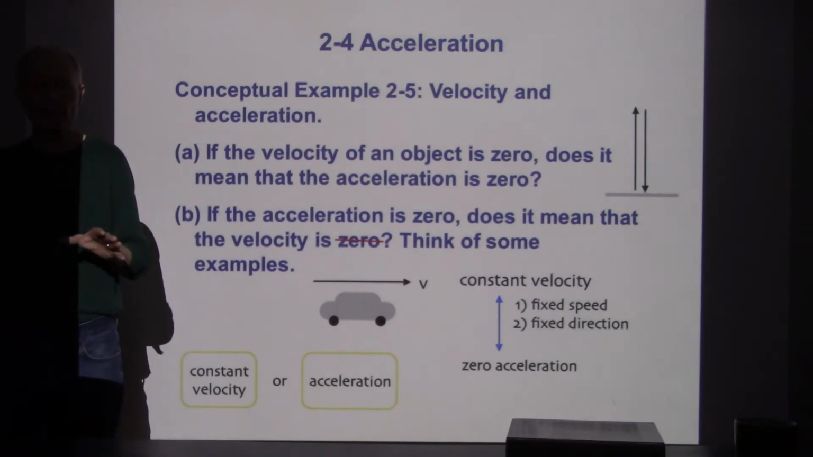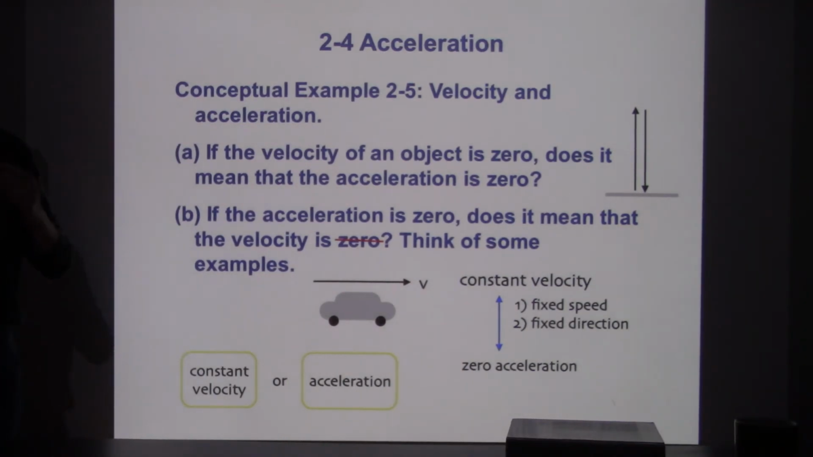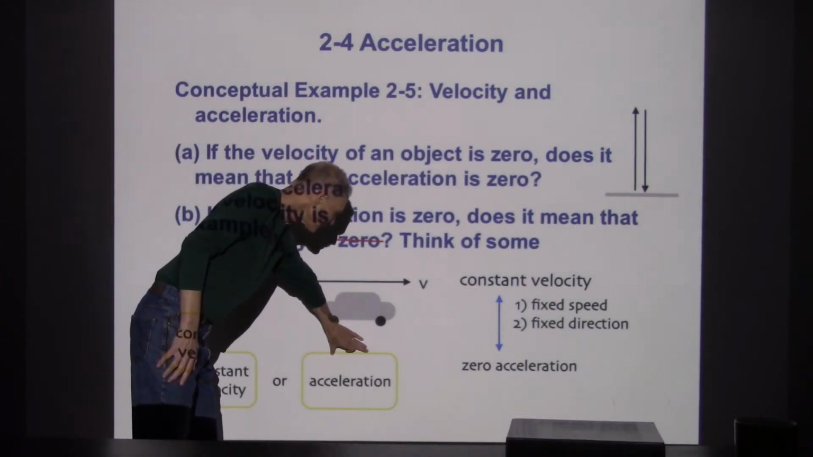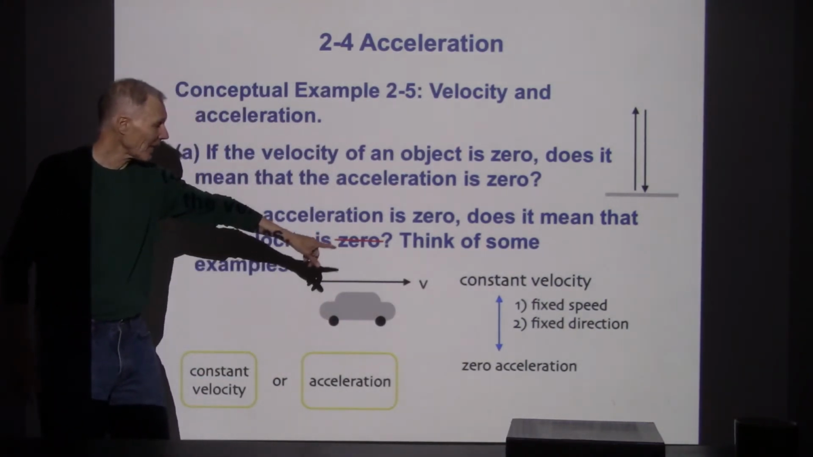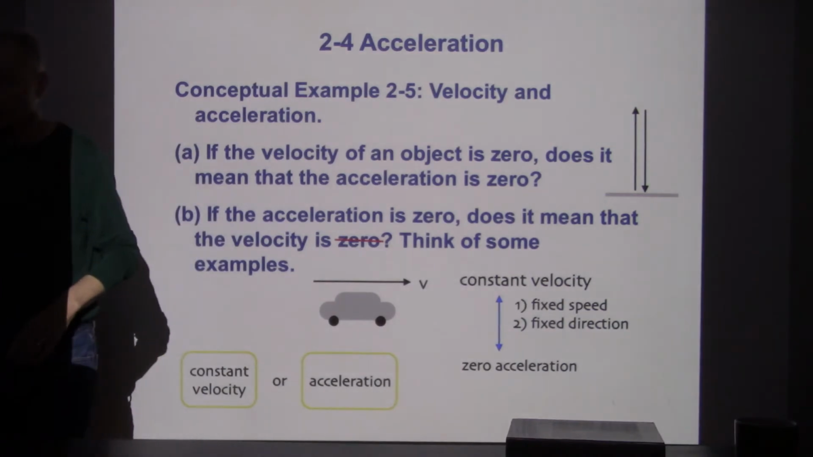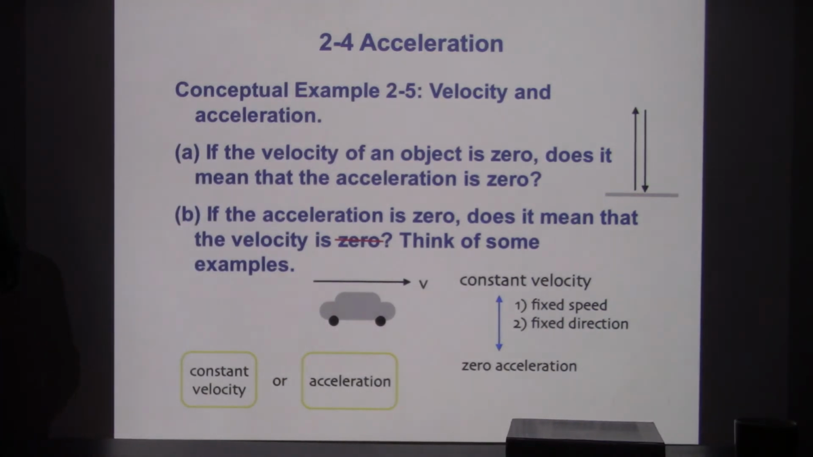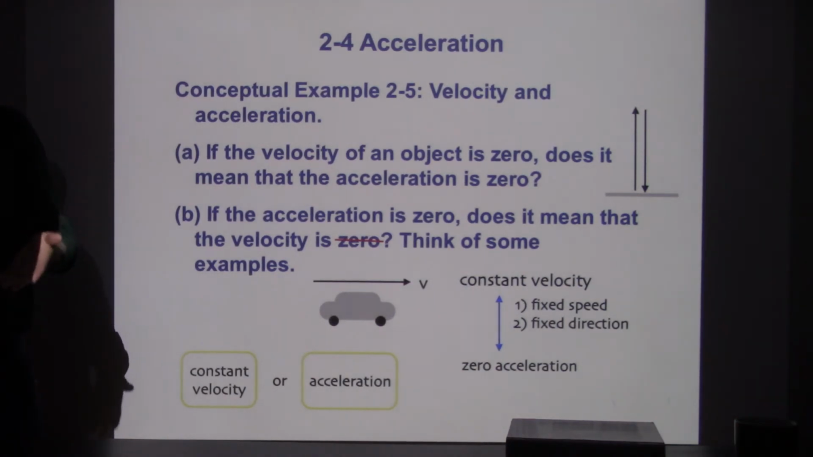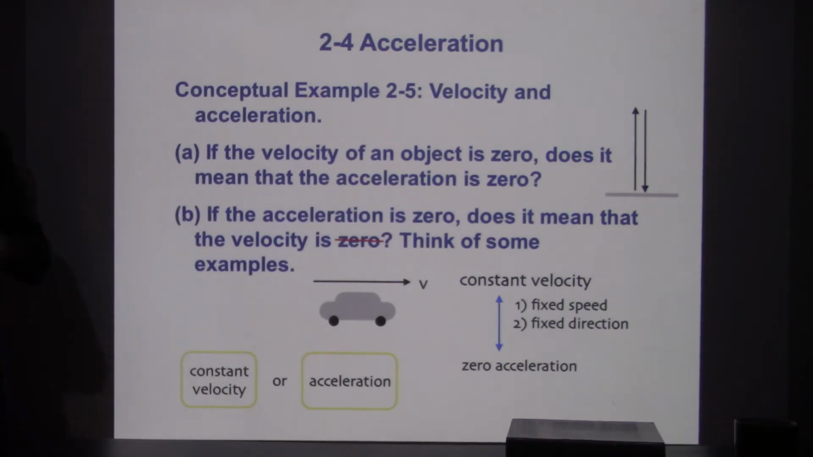All motion that we look at falls into one of two categories. Category 1 is constant velocity. Category 2 is some kind of an acceleration. And category 1 is very restrictive. So most of the motion that we look at falls into category 2. Its velocity is changing over time. It's either going faster or slower.